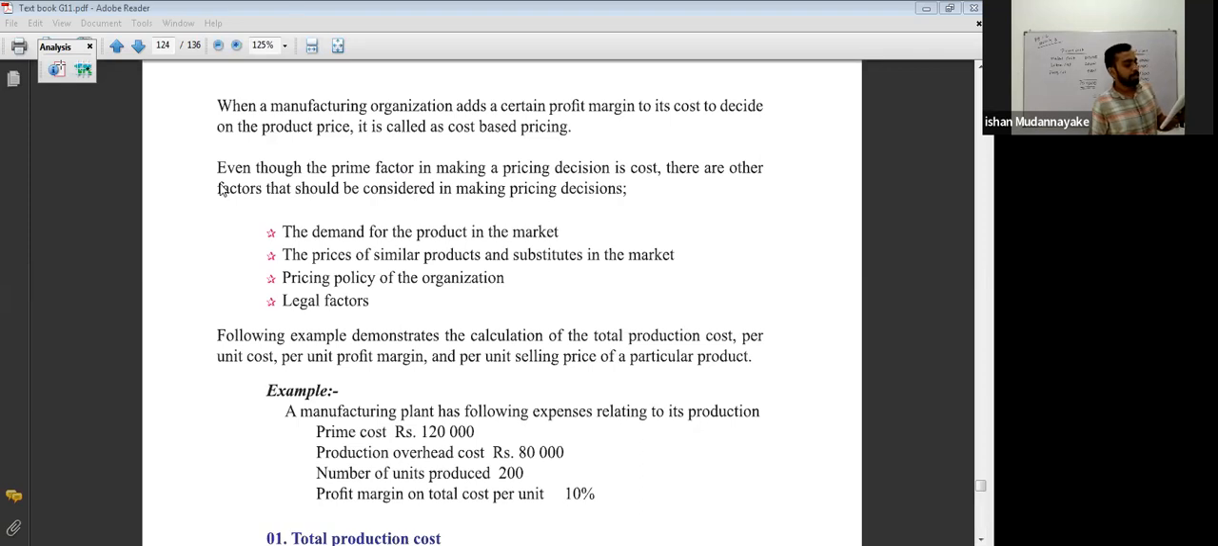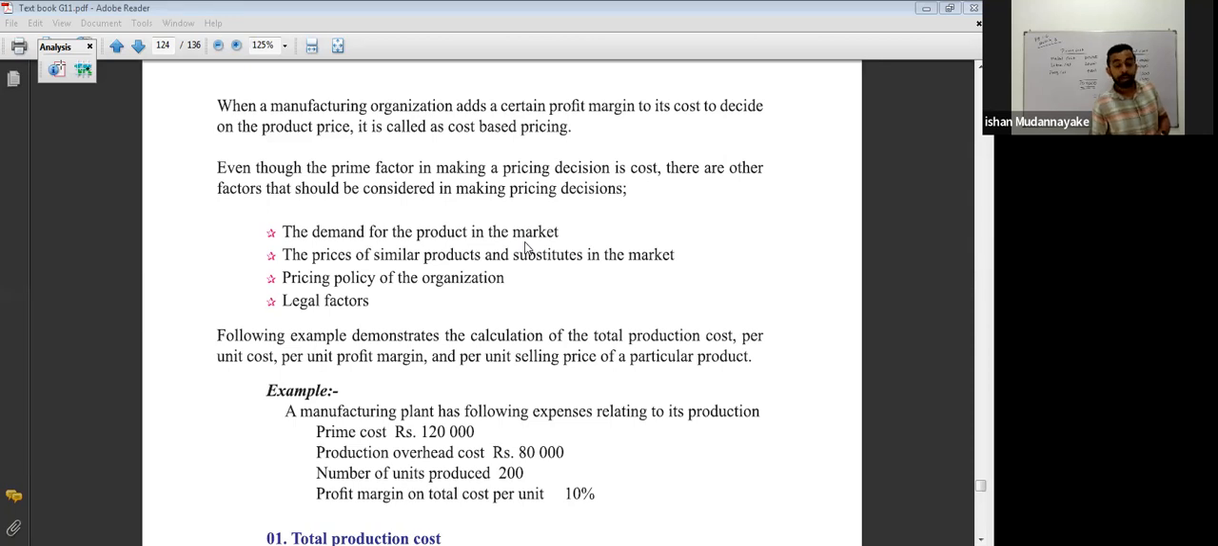Even though the prime factor in making a pricing decision is cost, there are other factors that should be considered in making pricing decisions. Other factors that a business organization needs to consider when deciding the price of the product. What are the other factors? Here, the demand for the product in the market.